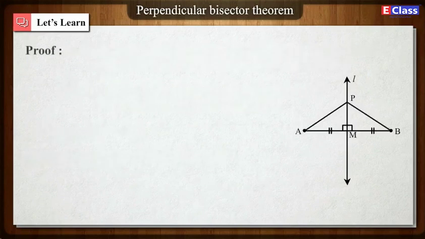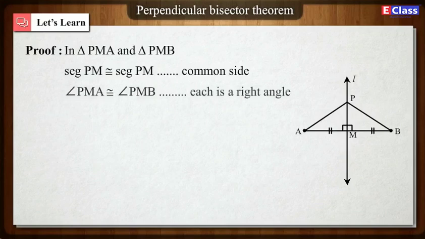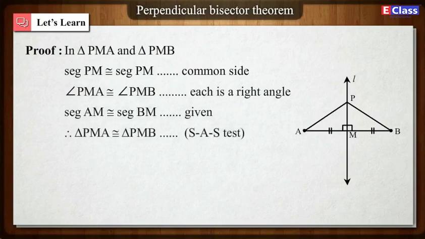Proof: in triangle PMA and triangle PMB, segment PM is congruent to segment PM, as it is the common side. Angle PMA is congruent to angle PMB, as each is a right angle. Segment AM is congruent to segment BM, which is given. Therefore, triangle PMA is congruent to triangle PMB by SAS test.